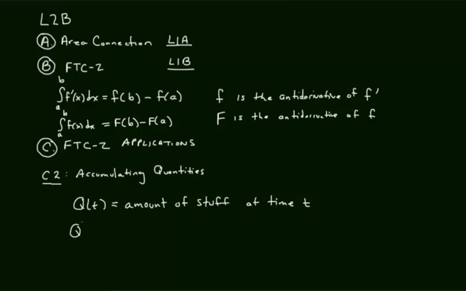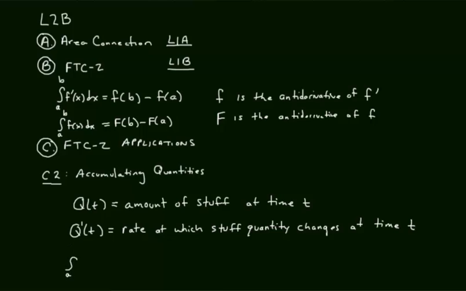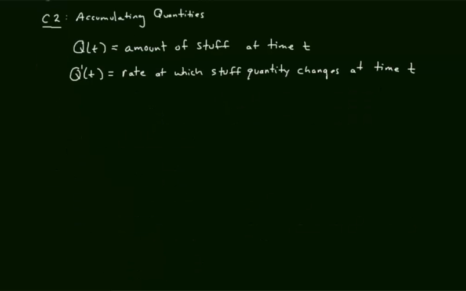Q prime of t then, logically, is the rate at which the stuff quantity changes at time t. And if we follow the fundamental theorem of calculus part 2, the integral from A to B of Q prime of t dt would be, again, the antiderivative at B minus the antiderivative at A. Now we're going to look at the next page. On the next page, we're going to rewrite that Q of t is the amount of stuff at time t, and Q prime of t the rate at which the stuff quantity changes at time t.